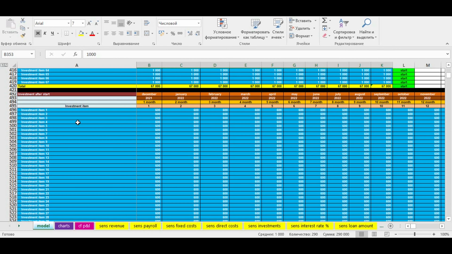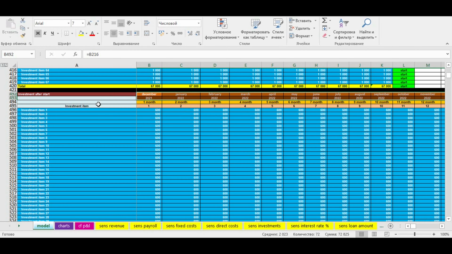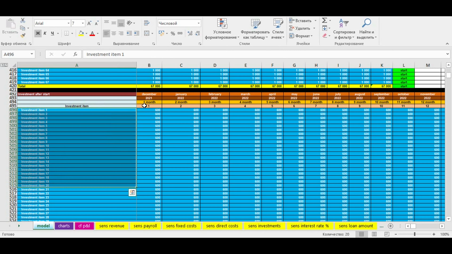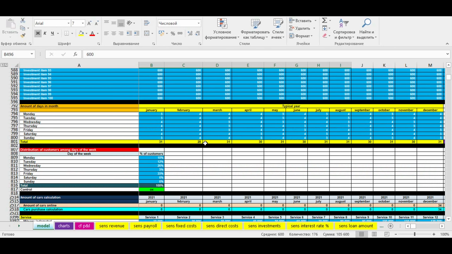Then you describe the investment plan during the first 36 months of operating activity. Moving to the future from the moment of starting the business, you describe the investment stage. Here, you specify what item you are going to invest in, when you invest, and how much you invest. Then you move to the typical year description.